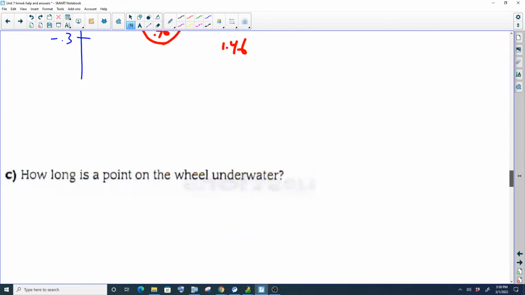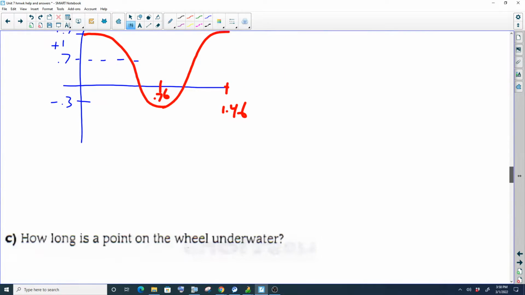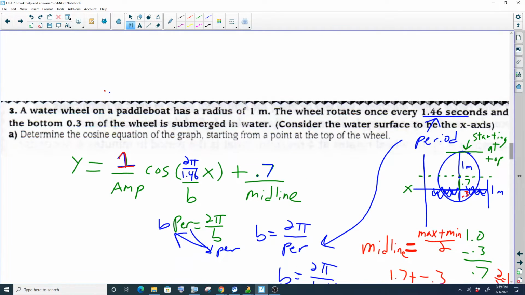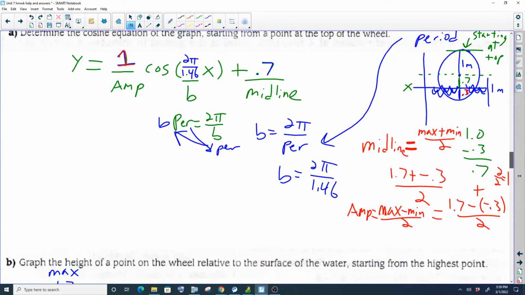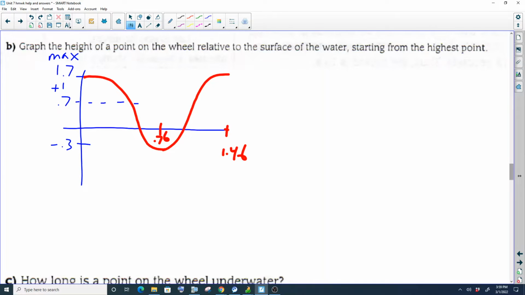Cool. Okay, last but not least, we're on part C, and then we're done. How long is a point on the wheel underwater? First of all, is it 2 cycles or 1 cycle? It rotates once, down to the bottom of the submerged water, considering the water surface to be the x-axis. Yeah, just 1 cycle. Okay, here's a little bit tricky. We want to know how long the wheel is submerged underwater, so we want to look right here and figure out what that part is on our graph, as well as here.